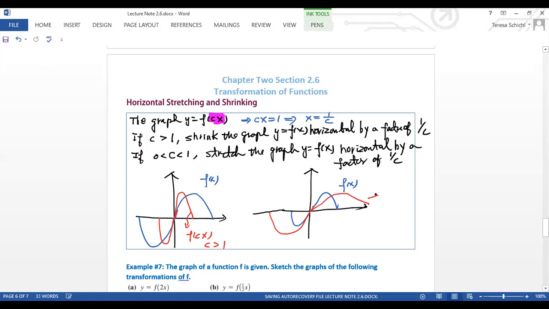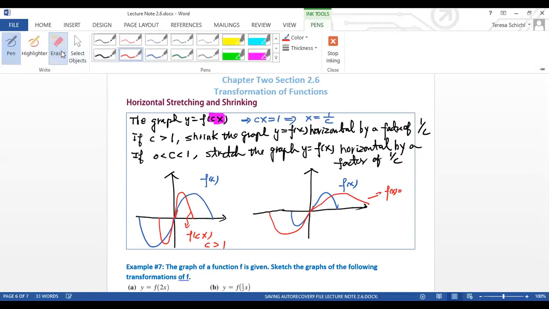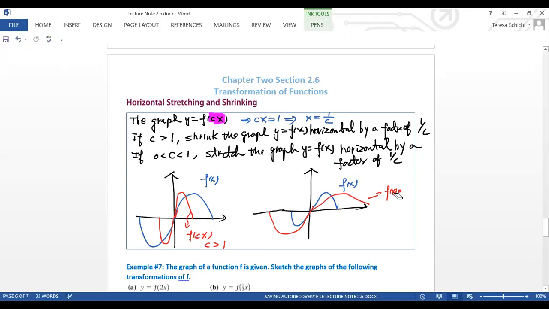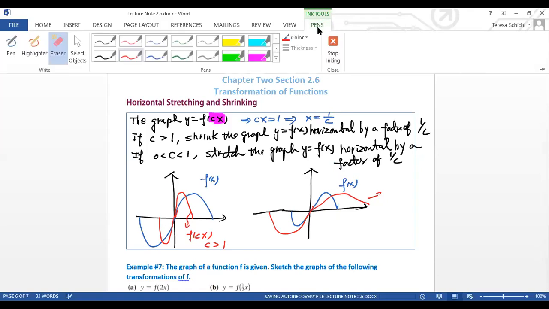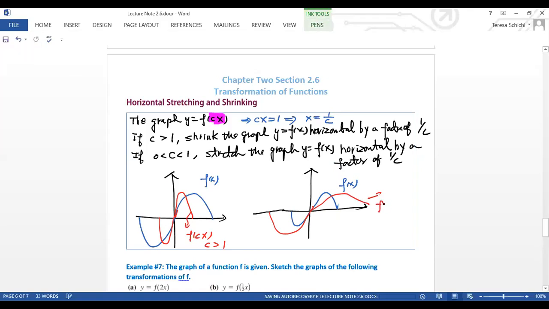Okay, so this is what I call f of x, and this is f of cx here. This is f of cx, and c is from 0 to 1. So that's the reason why I said backward thinking.